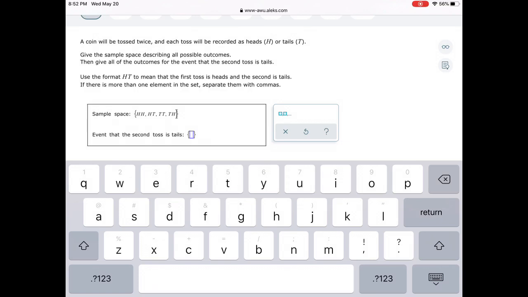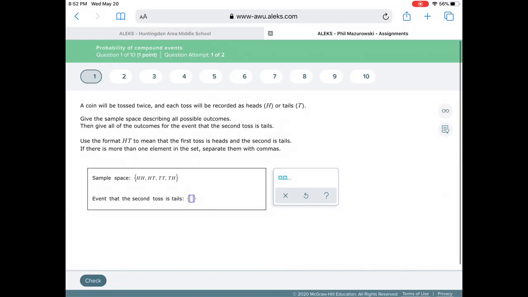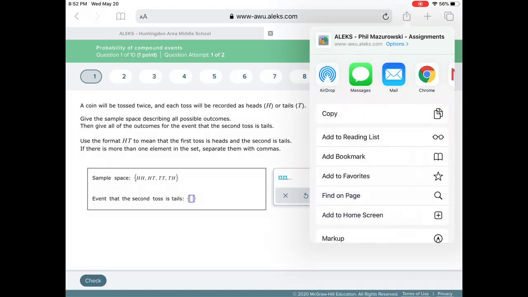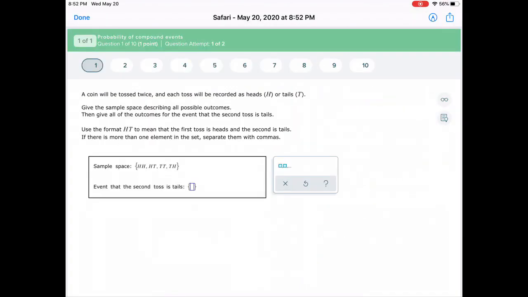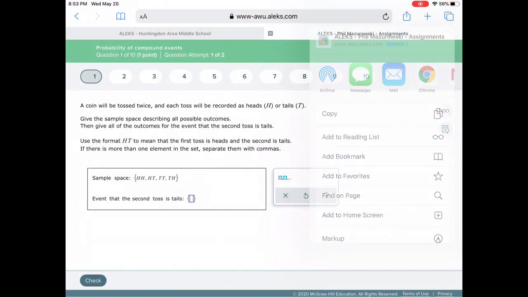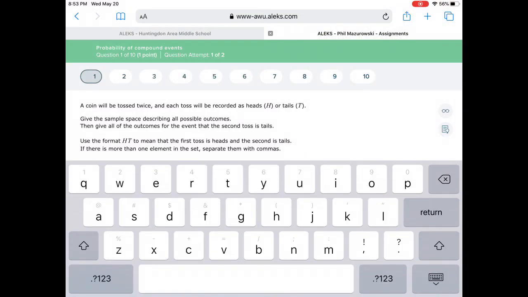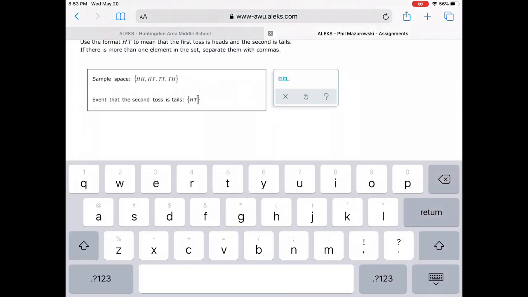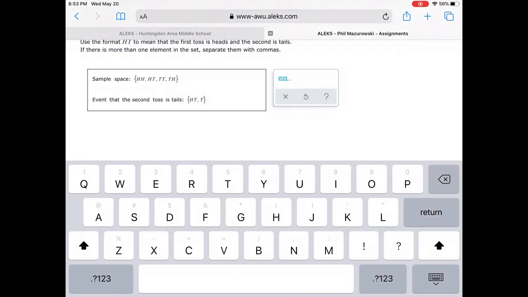All right, so now the next part is, what is the event that the second toss is tails? All right, so you can look at your sample space to figure out how many times that event can happen. So this one right here has a second toss of tails, and this one right here has a second toss of tails, but not the other ones. So that event can happen 2 times. So we're going to put HT and TT for the event that the second toss is tails. So 2 ways that could happen.